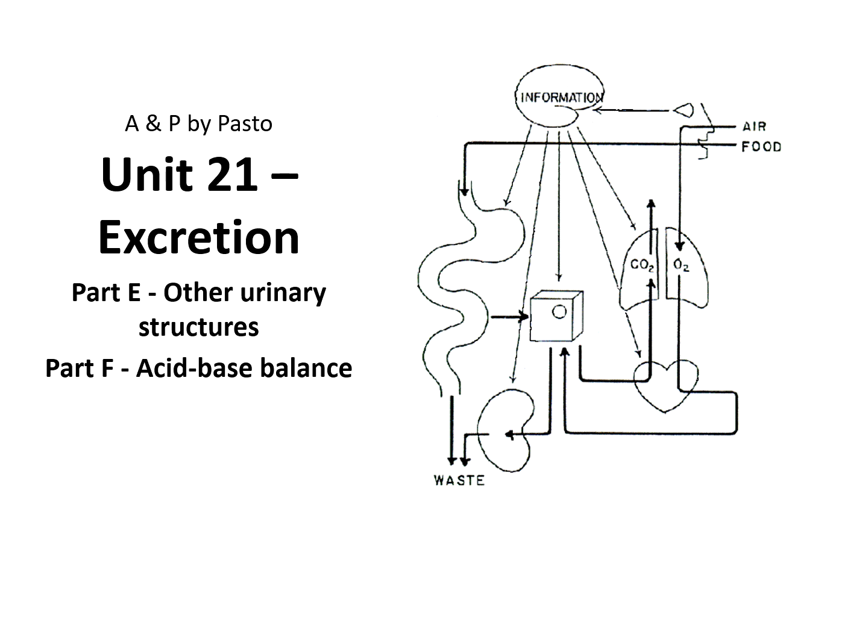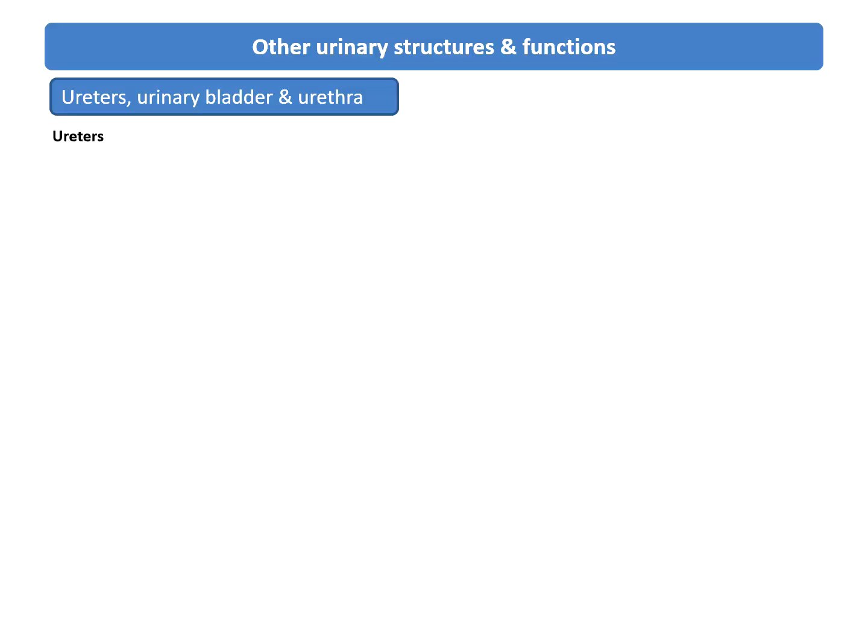All right. Continuing with Unit 21, excretion, we'll look at Part E and Part F. Let's look at Part E, other urinary structures and function.